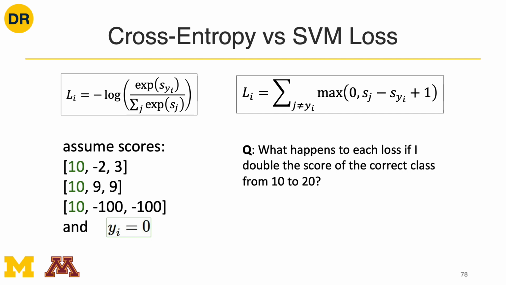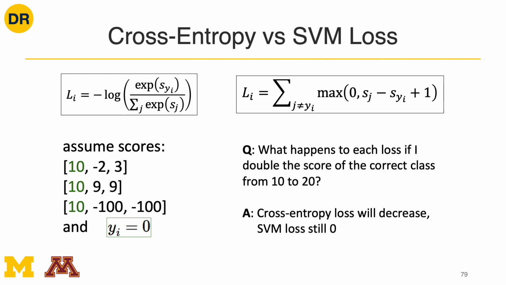All right, so back to this one. What happens to each loss if I double the score of the correct class from 10 to 20? For the cross entropy loss, if you work through it, it'll decrease, but the SVM loss, by similar reasoning about the margin, will stay at 0.